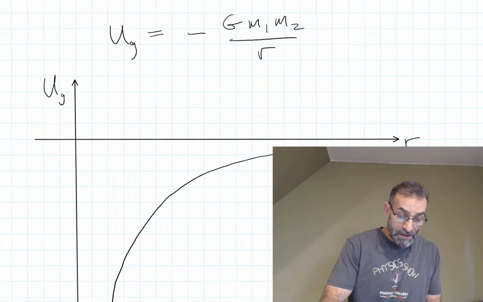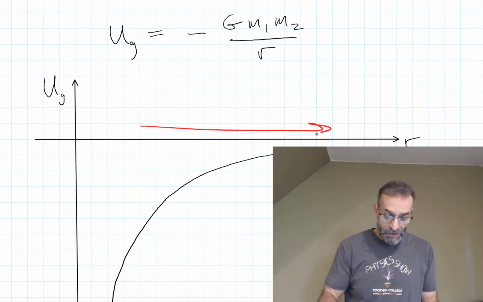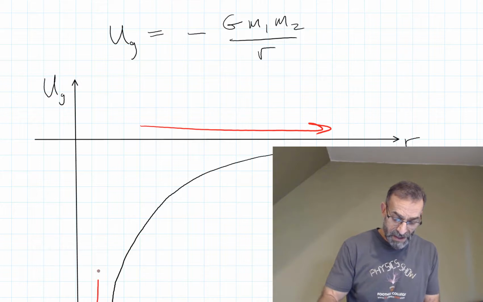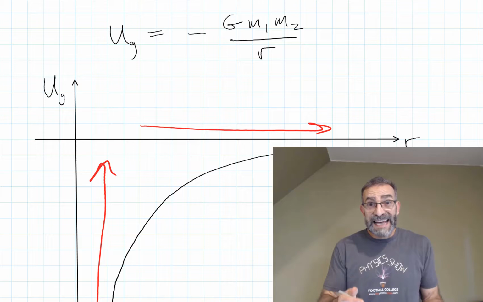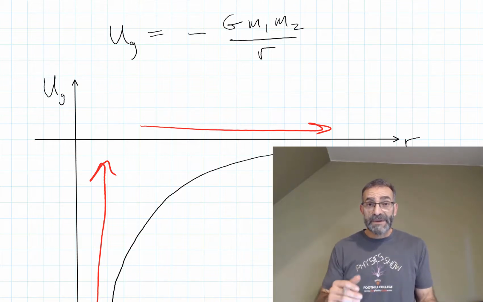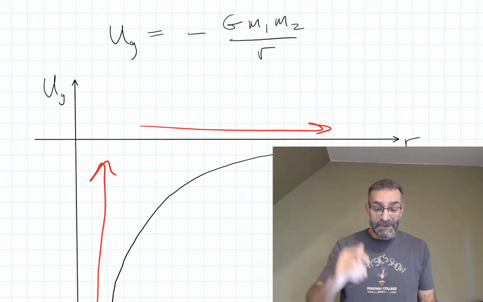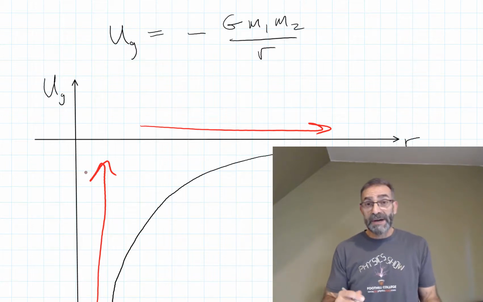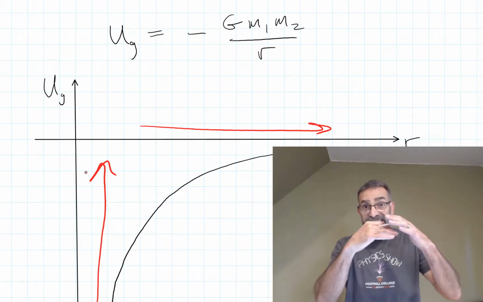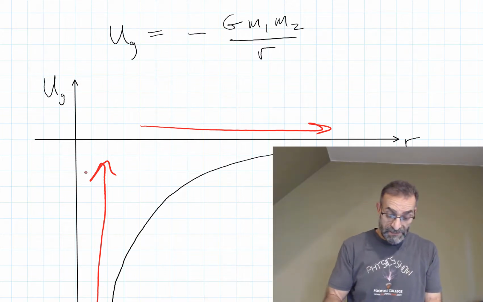As our objects get farther apart, as r gets bigger, our gravitational potential energy also gets bigger. It gets less negative. Remember, when you're dealing with negative numbers, -4 is smaller than -2, which is smaller than 0. So as we move up closer and closer to 0, as our numbers get less and less negative, we are going to larger and larger energy.